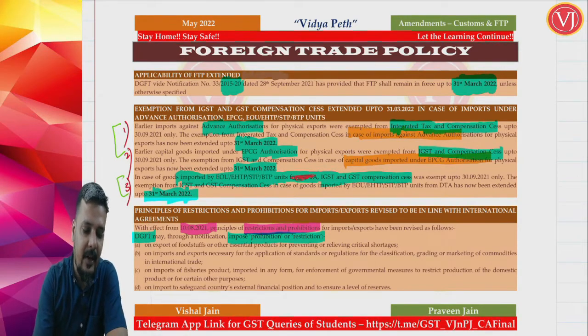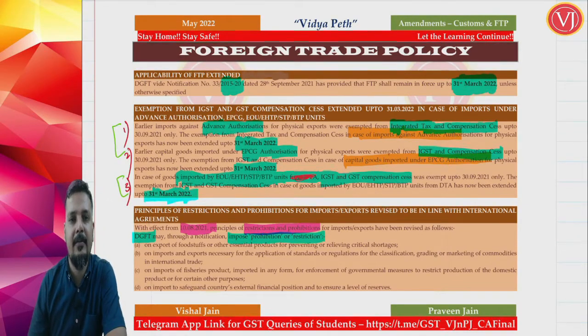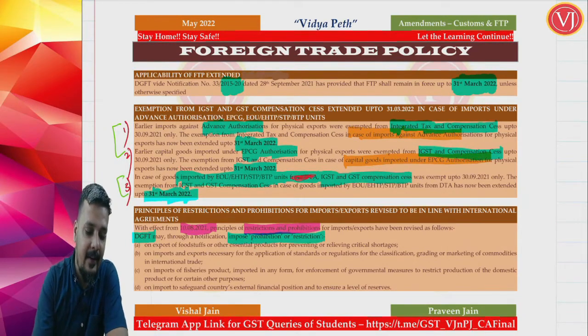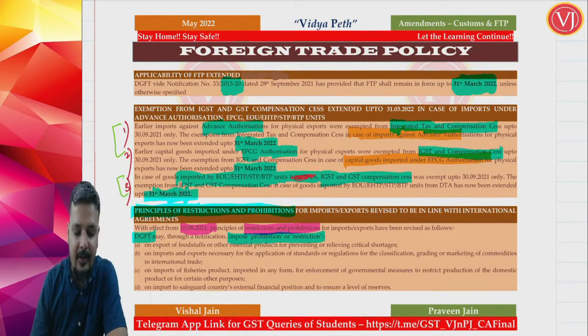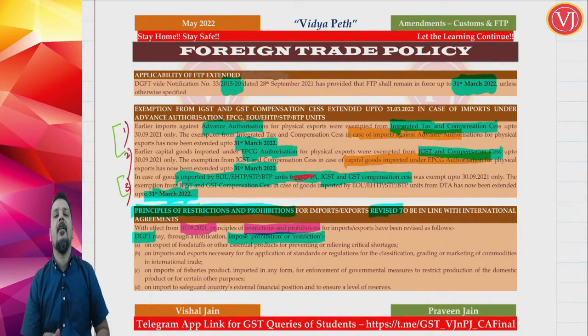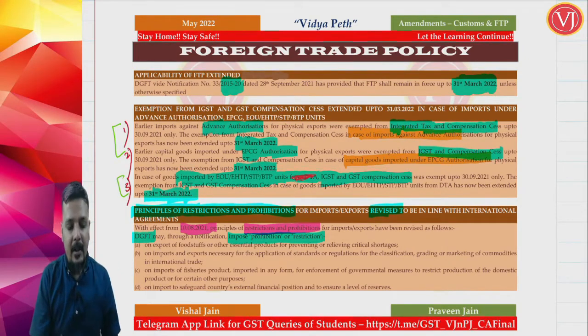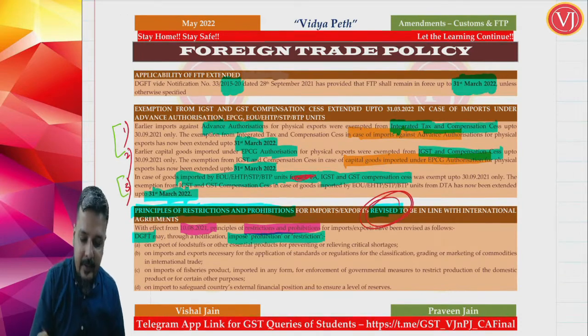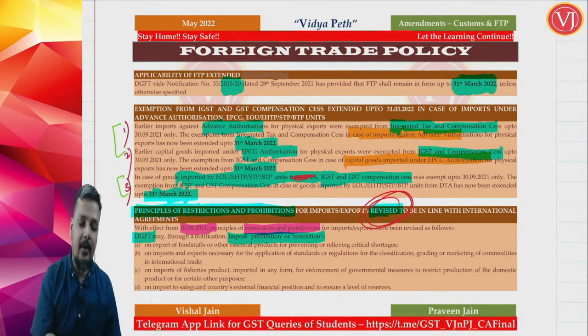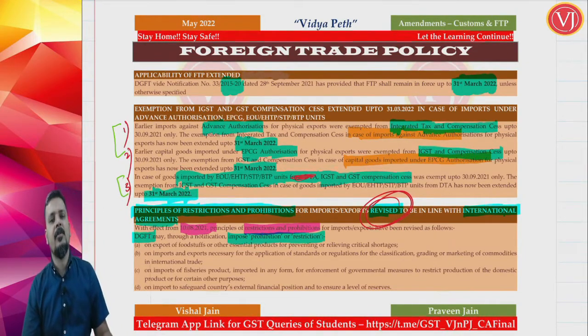Now, the restrictions and prohibitions with respect to what has been set off. Understand that DGFT has only given the principles of restrictions. Restrictions and prohibitions will keep carrying on as earlier, but the principles for giving restrictions and prohibitions have been revised. Whenever the goods are categorized as prohibited goods or restricted goods, there are certain basic fundamental principles. Those principles have been revised. And why have they been revised? Because to meet the international agreements. So, the principles of restrictions and prohibitions have been revised.